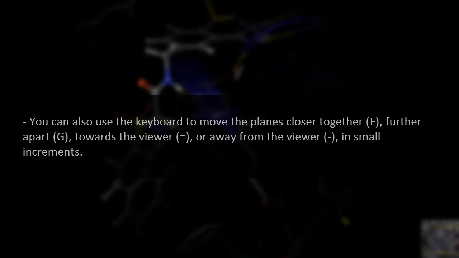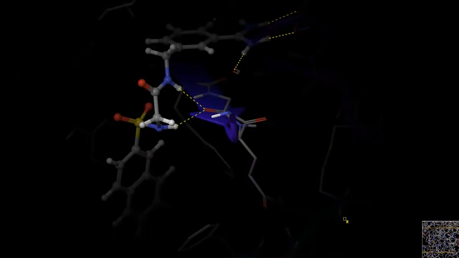You can also use keyboard shortcuts to adjust the clipping planes in small increments. Use the F key to move the front and rear planes closer together. Use the G key to move the planes further apart. Use the equal sign key to move the planes toward the viewer, and use the minus key to move the planes away from the viewer.